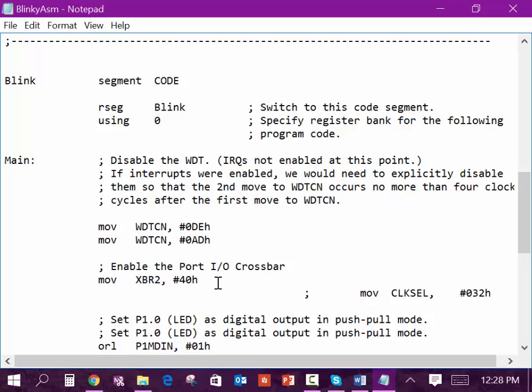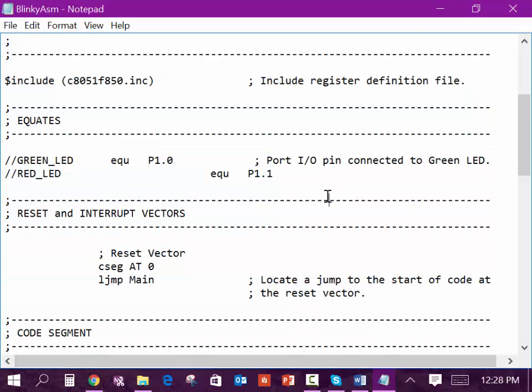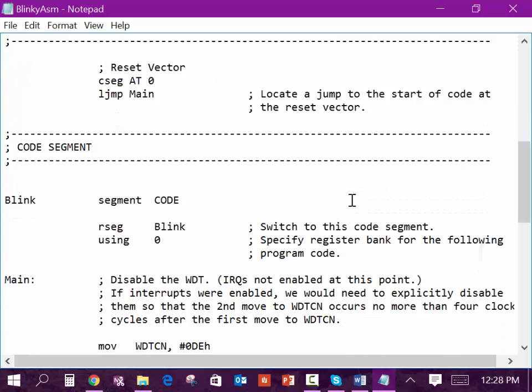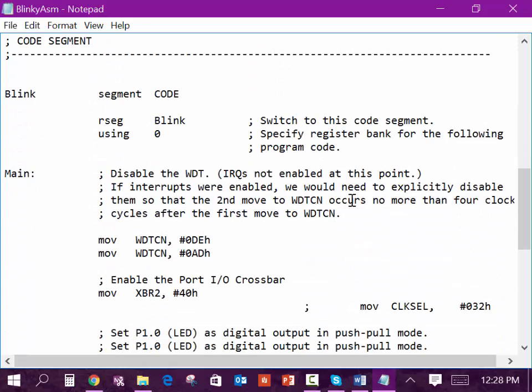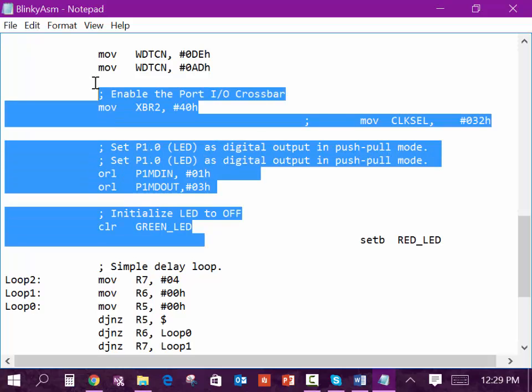Everything up to here you need to copy from Blinky. Whenever I try to copy that and put it on Facebook, and I don't have Facebook in this room anyway, it seems to give me trouble. So just remember that everything up to enabling the crossbar, you have to copy. You don't have to use any of the I/O this time, so you don't need to worry about enabling the crossbar or setting up the ports. You can skip all this part.